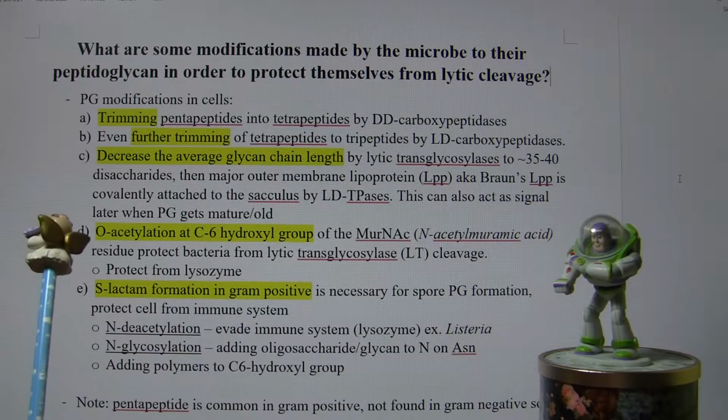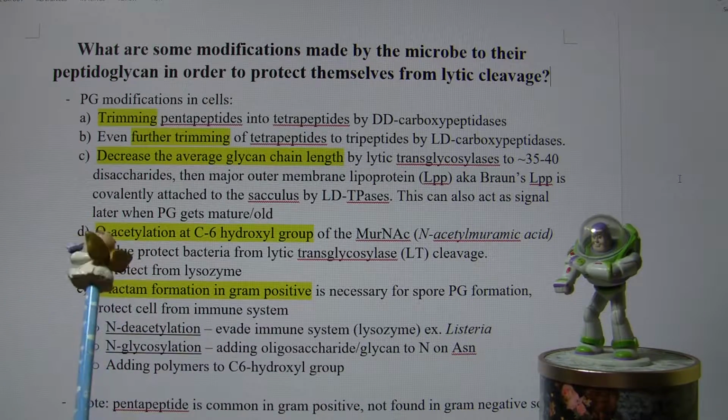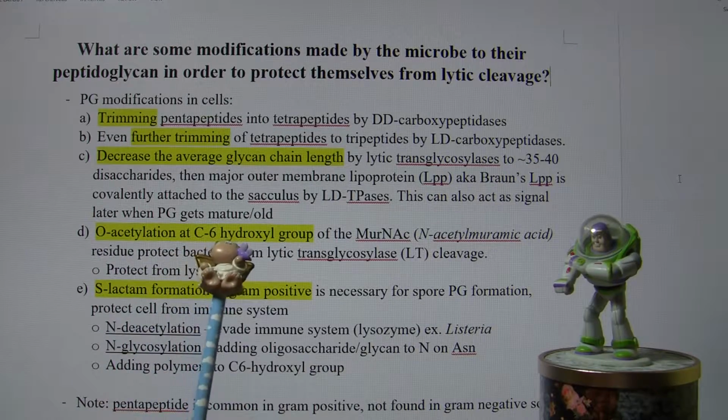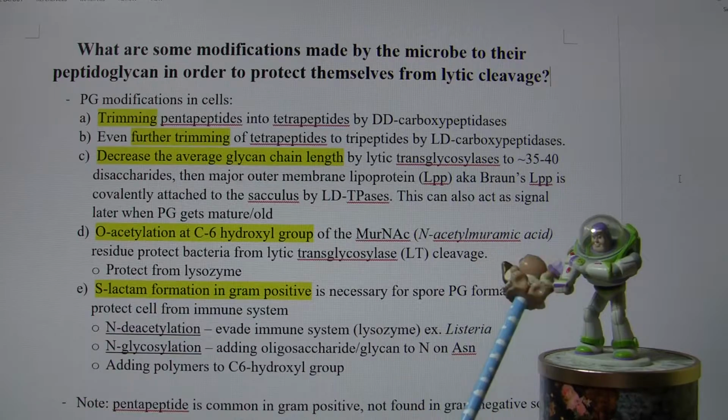And now here is the actual answer for the question. Really important: O-acetylation at the C6 hydroxyl group of the N-acetylmuramic acid residue protects bacteria from lytic transglycosylase cleavage, which means that it's preventing lysozyme from breaking down the peptidoglycan of the microorganism.